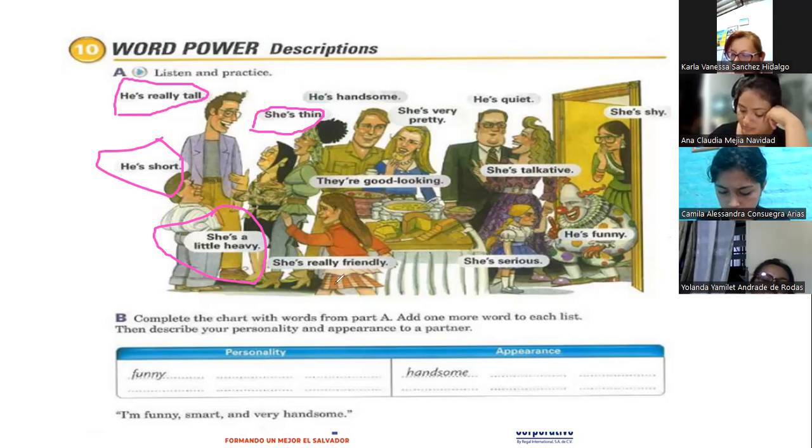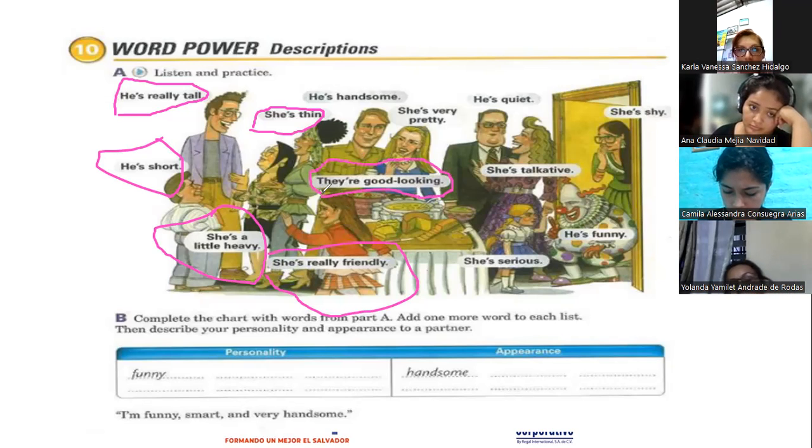Okay. Luego decimos el de en medio, they are good looking. Estos somos nosotros, miren. They are good looking. Aquí como está usando en forma contractada, no voy a decir they are, sino que they're good looking. Porque ahí hace la contracción. They're good looking. She's really friendly. She's a little heavy. He's short. He's really cold. She's thin.